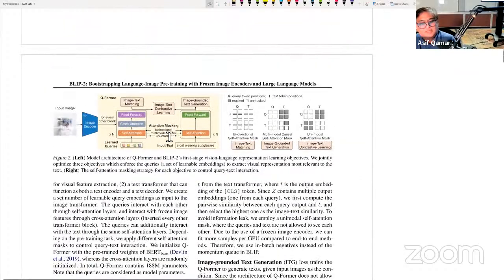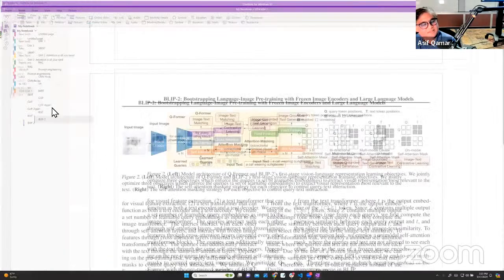Let's look at what it's doing. Look at the inner two. You see the Q-Former, which is in yellow. And you see the 2 pillars there. Those are the two inner pillars of BLIP. Just to recap, what were the BLIP pillars? Let's go back to BLIP.